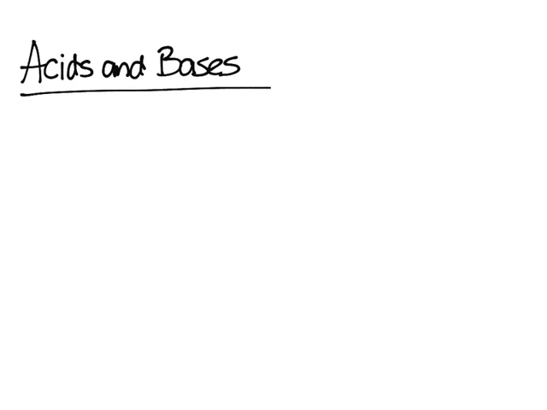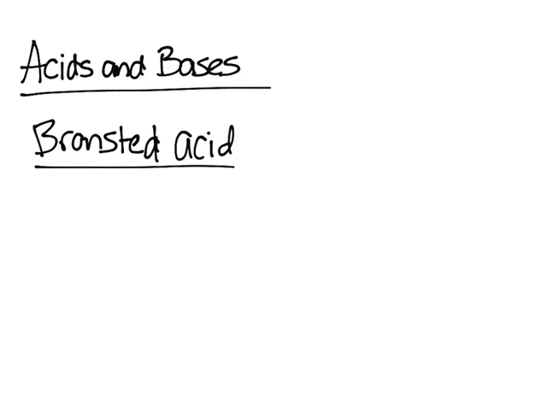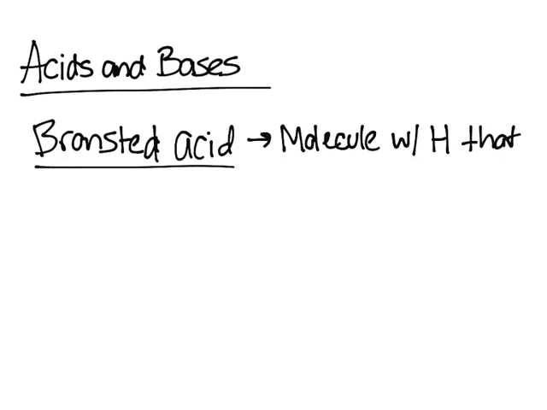So in this video, I'm going to talk about acids and bases and give a brief introduction to that. So there are a few definitions for acid and bases. So there's a Bronsted acid and base. So a Bronsted acid is any molecule with hydrogen that can be donated.